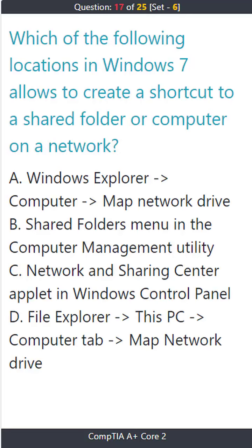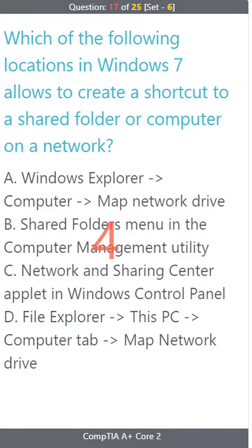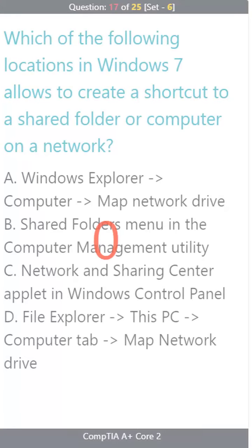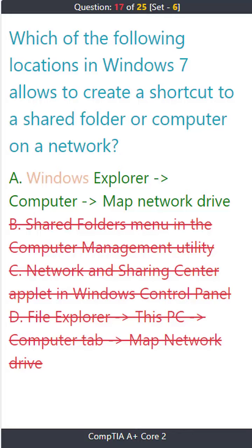Question 17. Which of the following locations in Windows 7 allows you to create a shortcut to a shared folder or computer on a network? A. Windows Explorer - Computer - Map network drive. B. Shared folders menu in the Computer Management utility. C. Network and Sharing Center applet in Windows Control Panel. D. File Explorer - This PC - Computer tab - Map network drive. The correct answer is A. Windows Explorer - Computer - Map network drive.